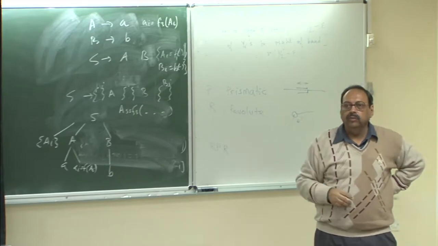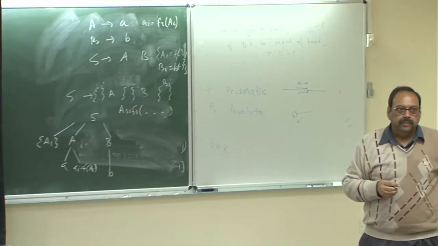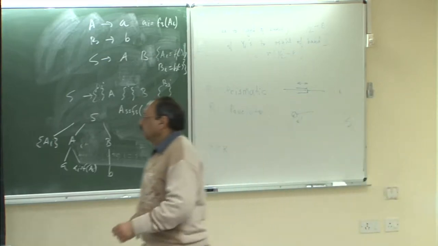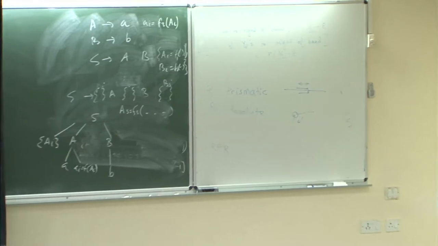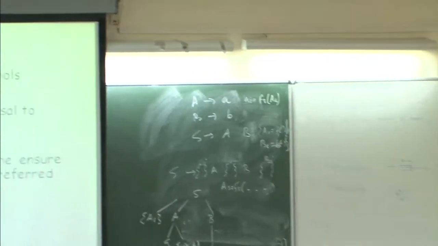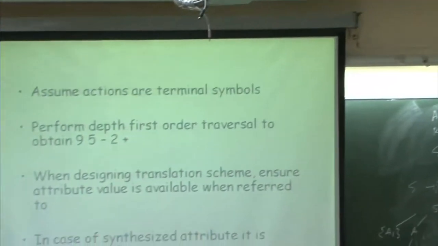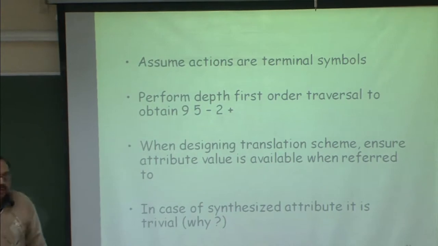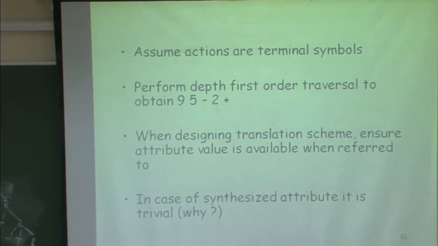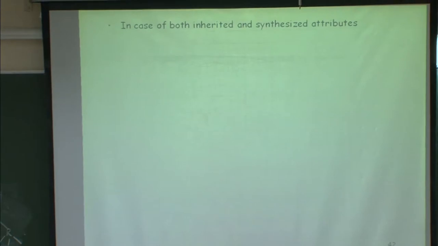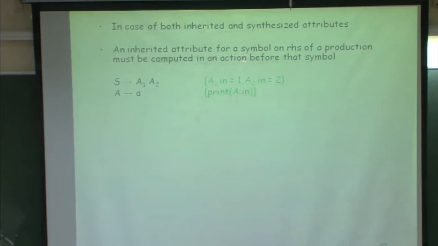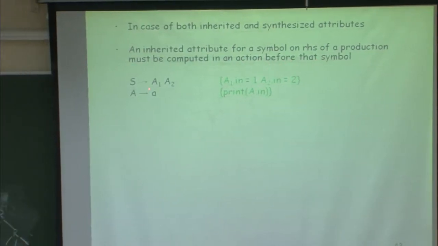Then I never have a problem of evaluation of it. Right? Is this point clear? Okay. So if I just do these computations, then I can handle my attribute equations without violating any of the dependence problems. In case of a synthesized attribute, this is trivial because I am computing the synthesized attribute in the rightmost position. But in case of both inherited and synthesized attributes, the inherited attribute of a symbol on the right hand side must be computed in the action before that symbol, immediately to the left of it.